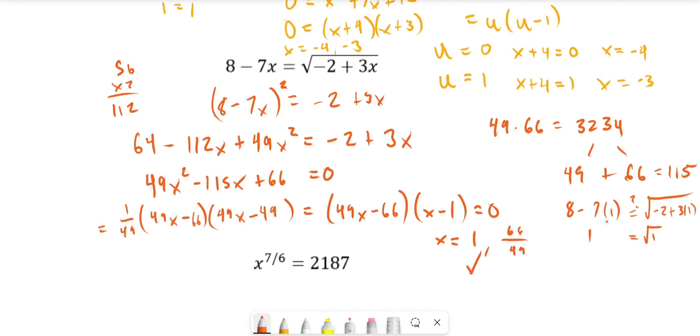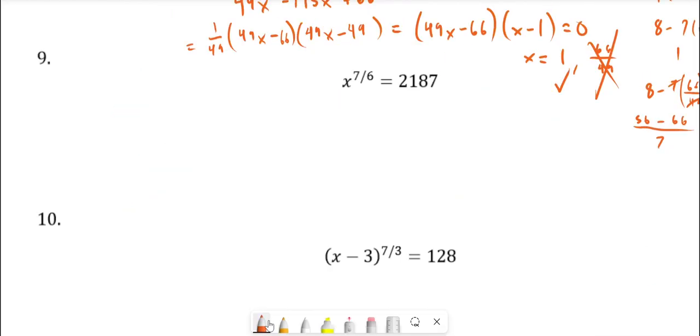And what about this peculiar looking thing? We have 8 minus 7 times 66 over 49. These cancel to sevenths, and so we have 56 minus 66 sevenths. That's minus 10 sevenths. On the other hand, on the other side, we'll have the square root of minus 2 plus 3 times, well, some number bigger than 1 here, 66 over 49, and we can immediately infer that this is not going to work because this is going to give us a positive number. And we have a negative number on this side, so we can stop. This is not going to be a solution.